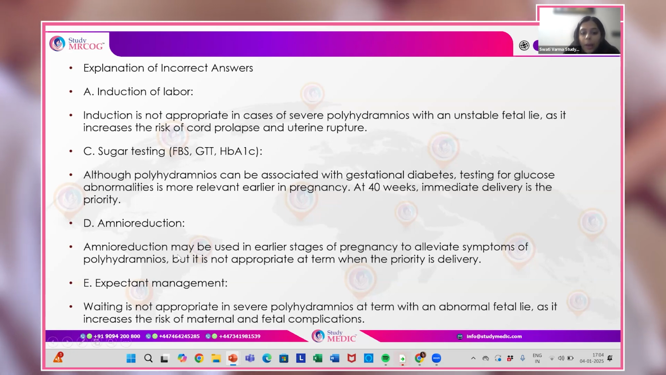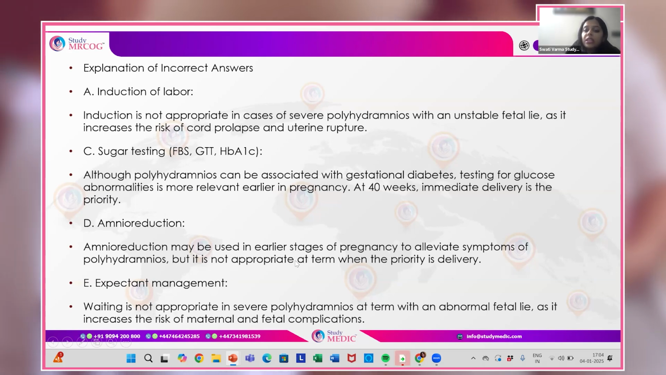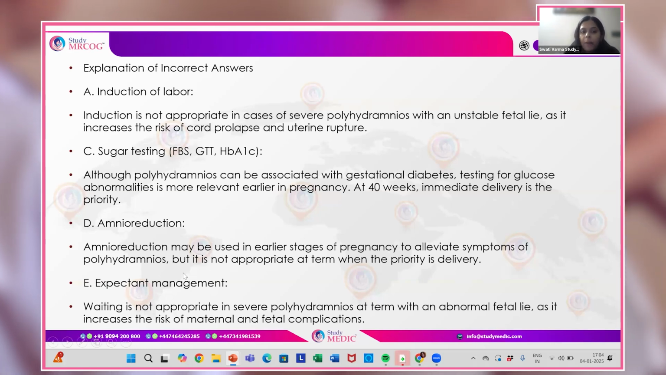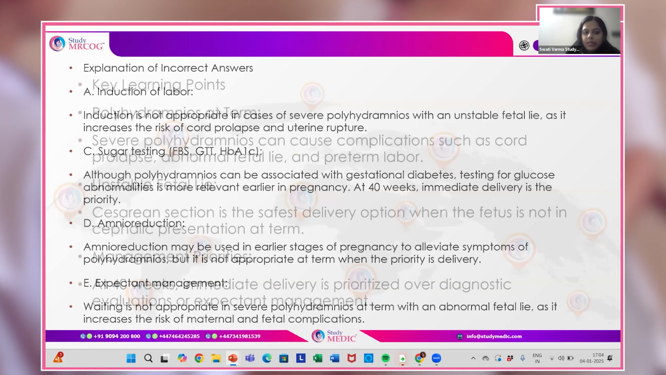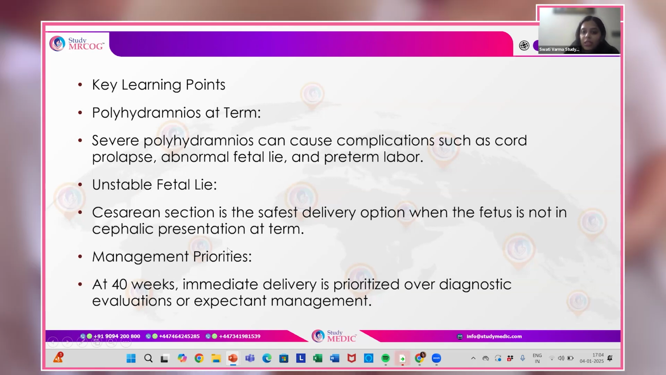Now, amnio reduction may have been the correct answer if she would have been in earlier stages of the pregnancy, so as to alleviate symptoms of polyhydramnios and provide her more time so that the fetus can mature. But here she's already at term. What's the need for amnio reduction? Obviously, expectant management is also not a good option here. So the best option stays cesarean section. It is the safest delivery option, especially when the fetus is not in cephalic presentation at term.